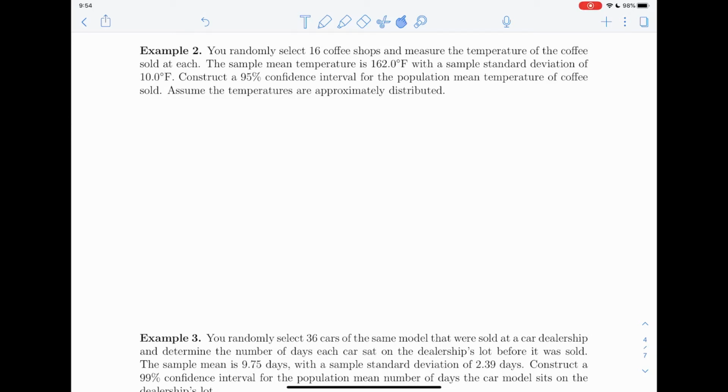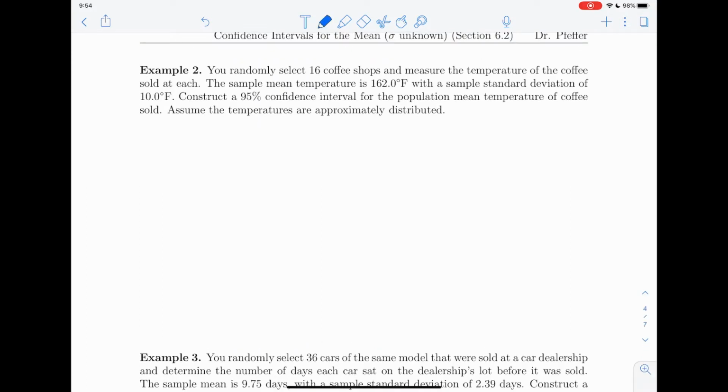In this first example we encounter, we're randomly selecting 16 coffee shops. So the minute we read that, we know that we're importing some amount of information. That right there is N. And apparently we're going to measure the temperature of the coffee that's being sold.